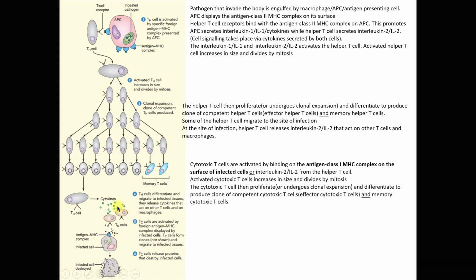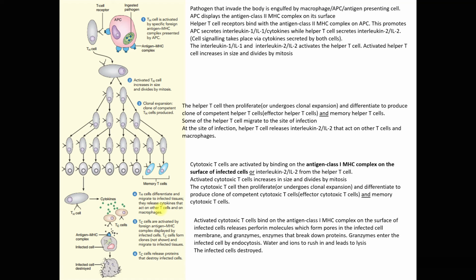And then the cytotoxic T cells will proliferate or undergo clonal expansion, not shown in this diagram. And then differentiate to produce a clone of competent cytotoxic T cells. This clone of competent cytotoxic T cells are also known as effector cytotoxic T cells or active cytotoxic T cells, as well as the memory cytotoxic T cells.